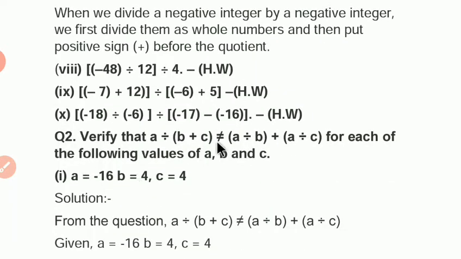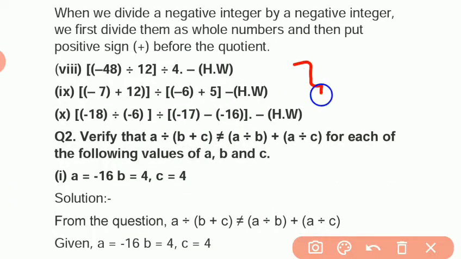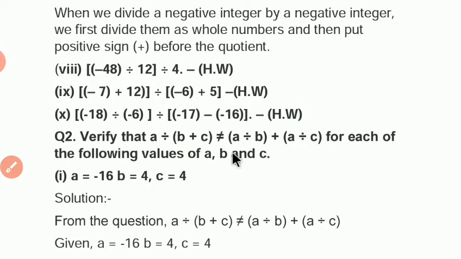Now question number 2, verify that a divided by (b plus c) is not equal to a divided by b plus a divided by c for each of the following values of a, b and c. So here you can see that the value of a is minus 16, b is 4, c is equal to 4.